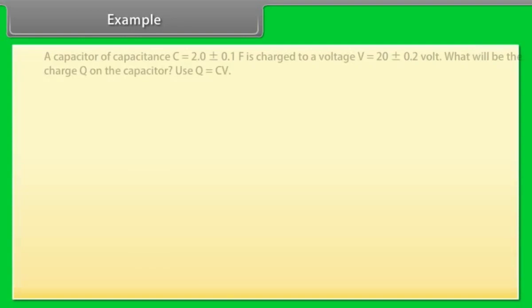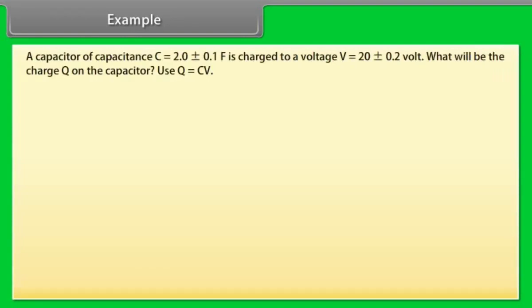Example. Let's take an example of errors. A capacitor of capacitance C is equal to 2.0 plus minus 0.1 microfarad is charged to a voltage V is equal to 20 plus minus 0.2 volt. What will be the charge Q on the capacitor? Use Q is equal to CV. Let us see the solution.